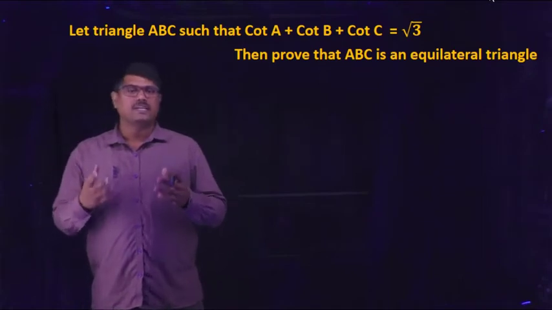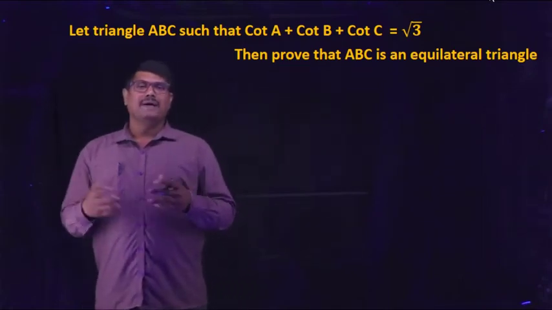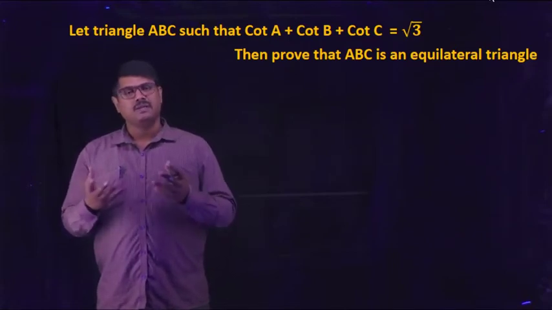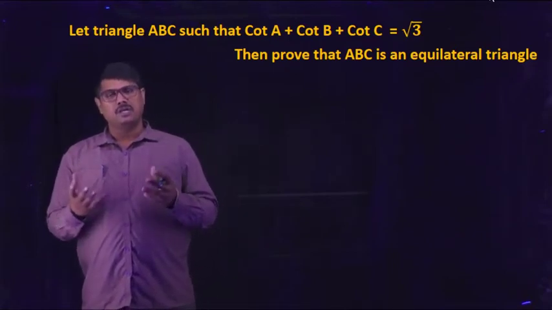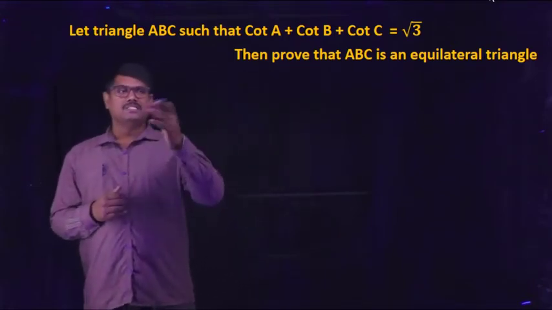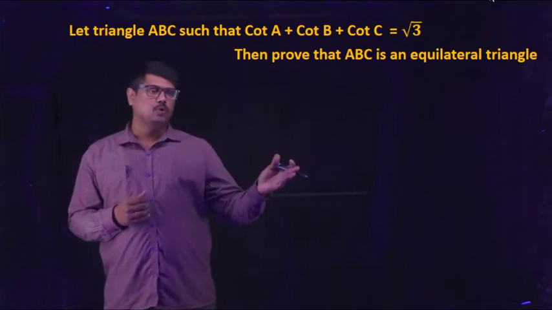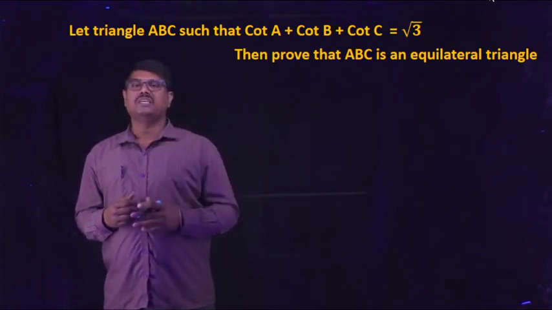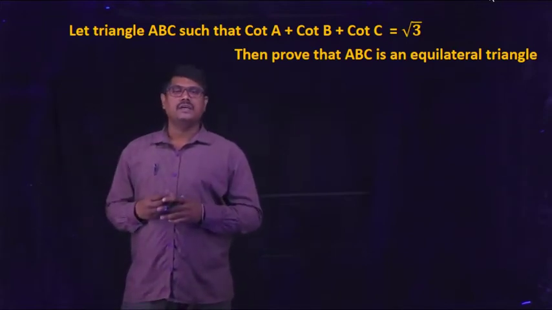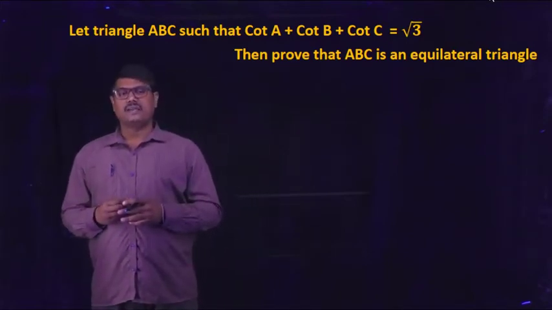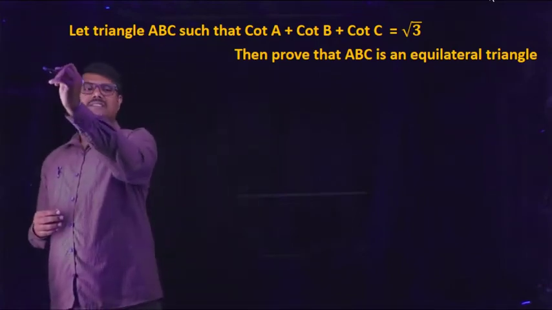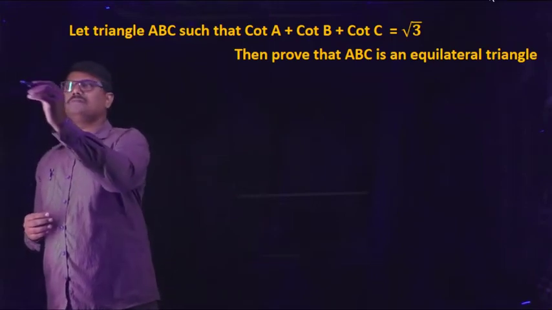How can we prove a triangle is equilateral? By showing all sides are equal, all the lengths of the sides are equal, then the triangle is equilateral. Otherwise, if you can prove all the angles are equal, that is A is equal to B is equal to C, then you can conclude ABC forms an equilateral triangle. So before going to the problem, let us start the answer with the given information.